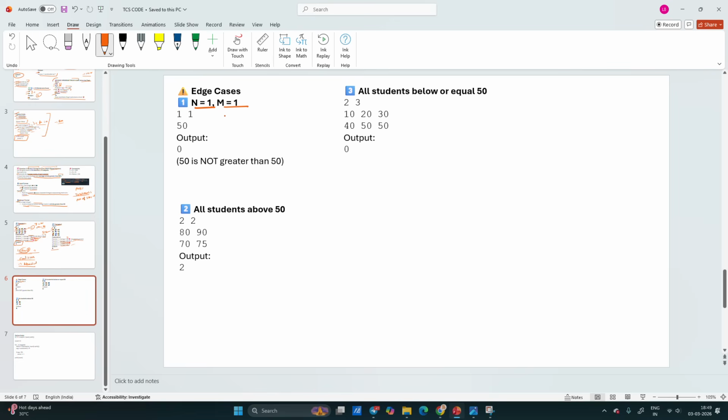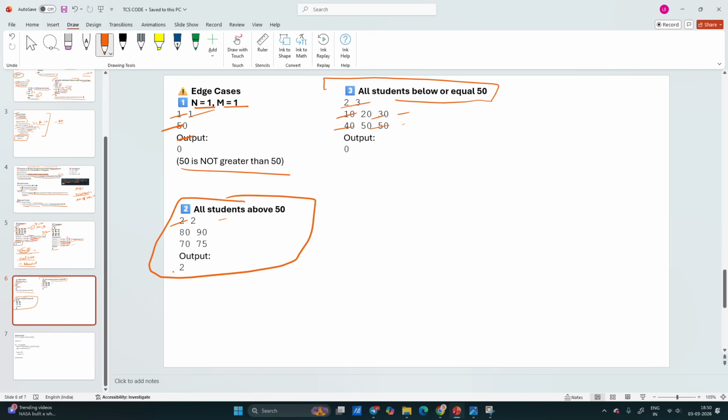N is equal to 1, m is equal to 1. One student, one exam, 50, output 0. 50 is not greater than 50. All students below or equal to 50: 2 and 3, 10, 20, 30, 40, 50, 50. All students above 50: 2, 2, 2, output is equal to 2. If we have 50, it is not greater than 50, so there will be output 2.